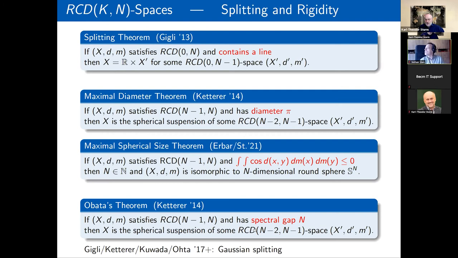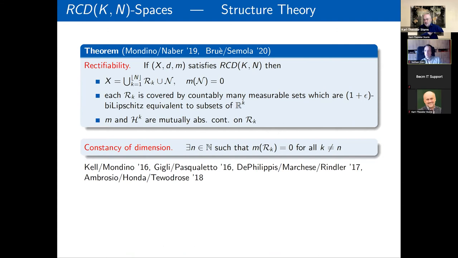And the Obata theorem indeed also allows for an infinite dimensional version, saying that if we have an RCD(K,infinity) space with positive K and which has spectral gap K, then it splits off a Gaussian factor. And the structure theories, which are in some sense consequences of a splitting theorem, so you split off iteratively linear factors, roughly speaking, say that an RCD(K,N) space is a sum of finitely many spaces, each of which is bi-Lipschitz equivalent to subsets of k-dimensional Euclidean space.